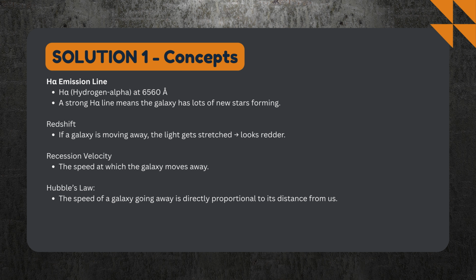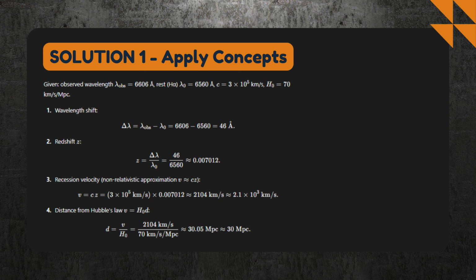Redshift. If a galaxy is moving away from us, its light gets stretched and looks slightly redder. This stretching is called redshift. Recession velocity. This is simply the speed at which a galaxy is moving away from us. Hubble's law. The faster a galaxy moves away, the farther it is from us. In short, farther galaxy is equal to faster galaxy. Now let's plug these concepts into steps.